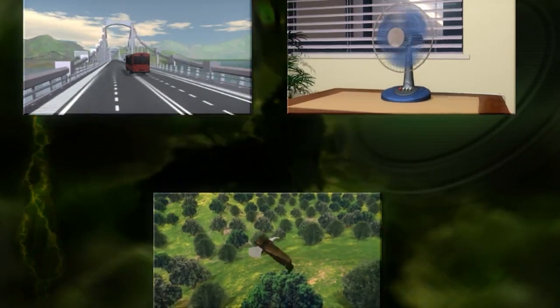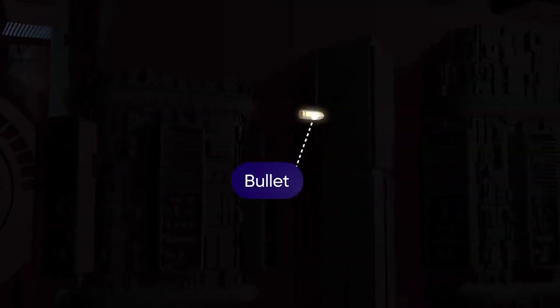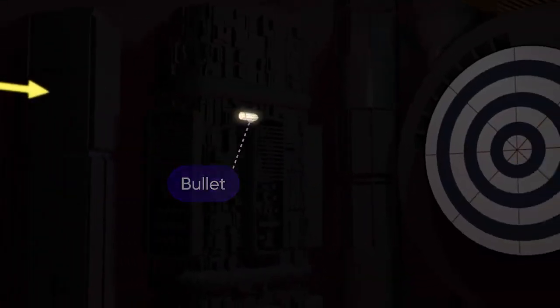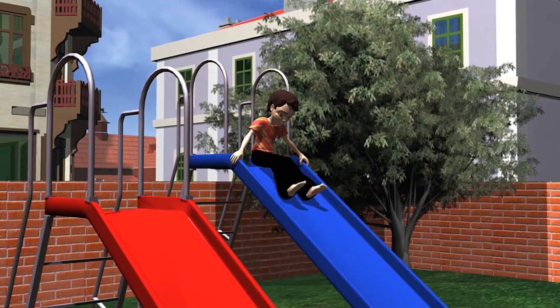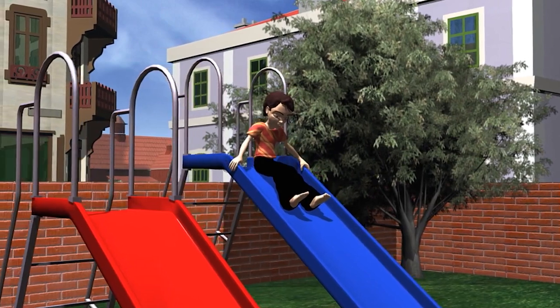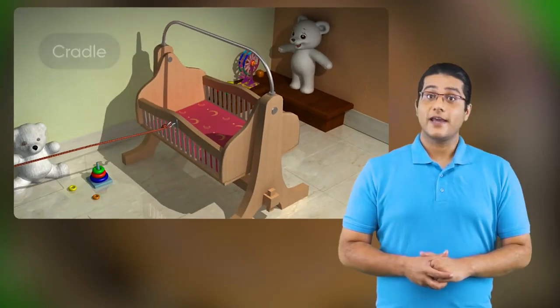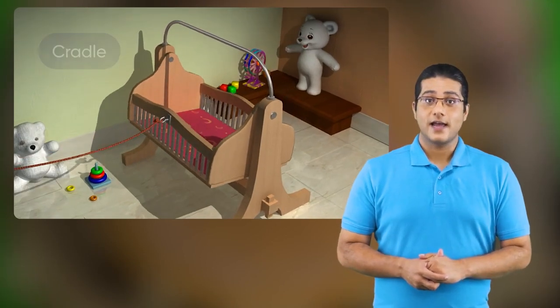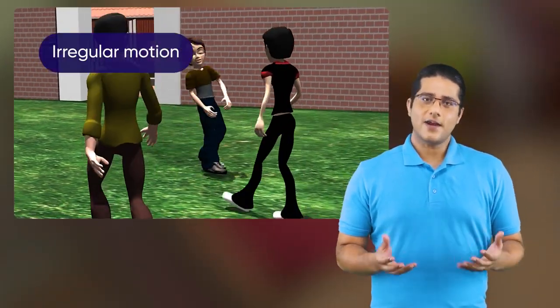You will notice that a bullet fired from a pistol goes straight. So, it is known as linear motion. A child sliding on an inclined plane is in a linear motion. Swinging of a cradle is called an oscillatory motion. A running child does not have a specific motion, so it is known as irregular motion.